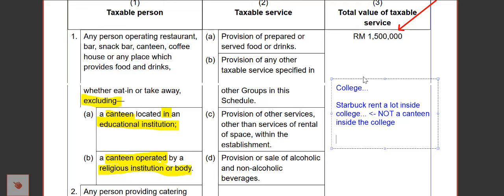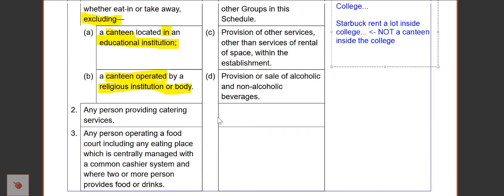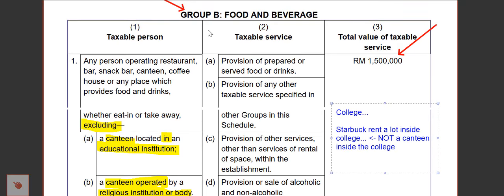If you want to be exempted, then what you do is go to the canteen. MCKL has our canteen, right? In the canteen they have counters. You go and take a counter, then that will be exempted, because the canteen must be located in the educational institution. So it's very clear that it has to be a canteen. Now, what are the taxable services?